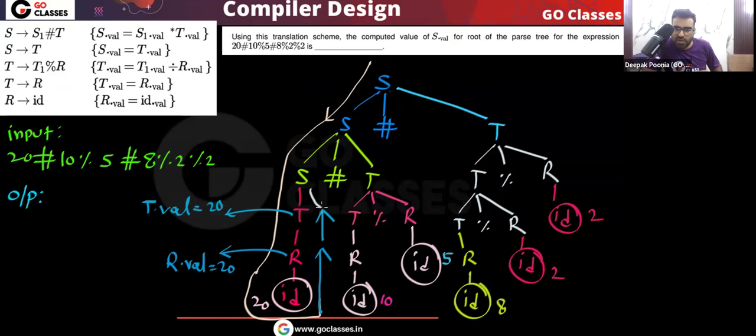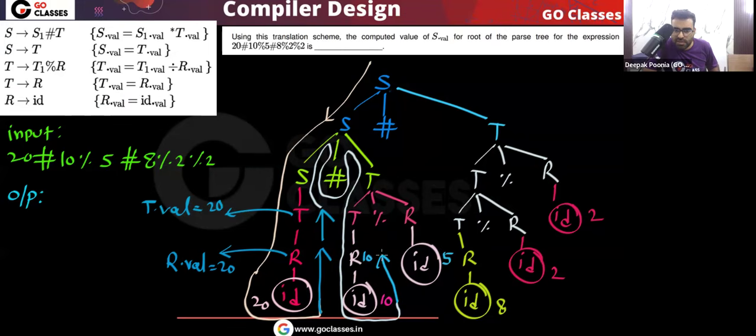Next, you keep going left to right depth first, until you find a reduction. Then you can see you got your next reduction: id is reducing to r. Immediately after this reduction, we will execute the corresponding semantic action. So r dot value will become id dot value. Here id dot value is 10, so r dot value will become 10. Let me write 10 here.